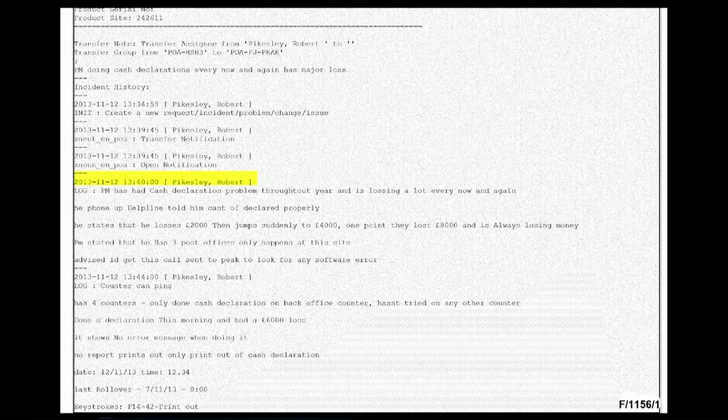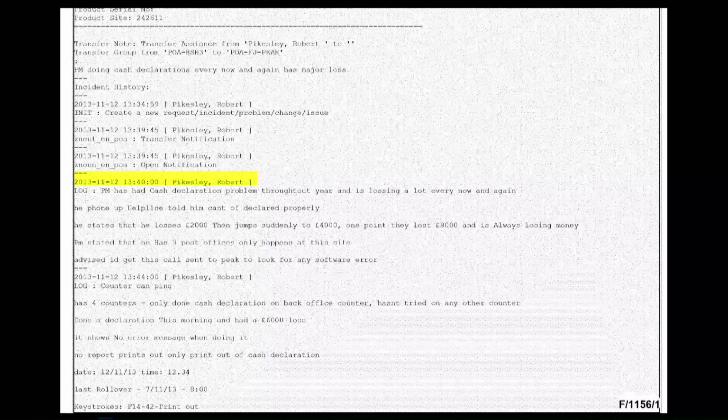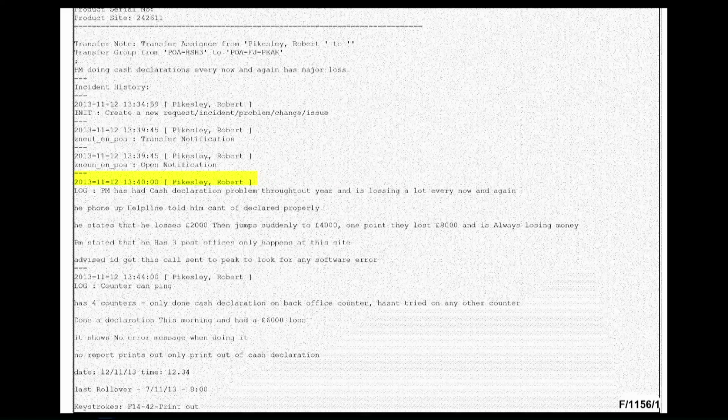"Postmaster stated he has 3 post offices. It only happens at this site. Advised I would get this call sent to Peak to look for any software error." And then a little further on: "Only done cash declaration on back office counter, hasn't tried on any other counter, done a declaration this morning and had a £6,000 loss. It shows no error message when doing it, no report prints out, only print out of cash declaration."